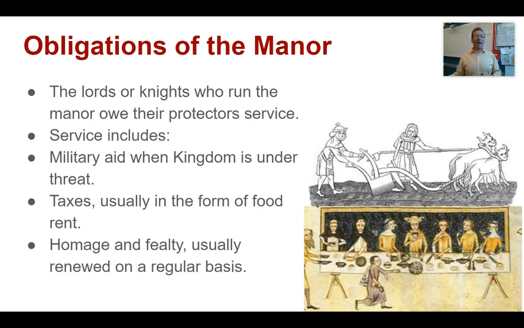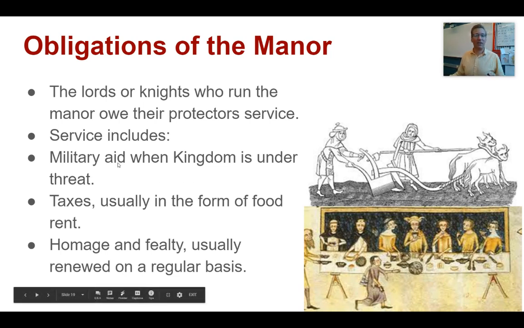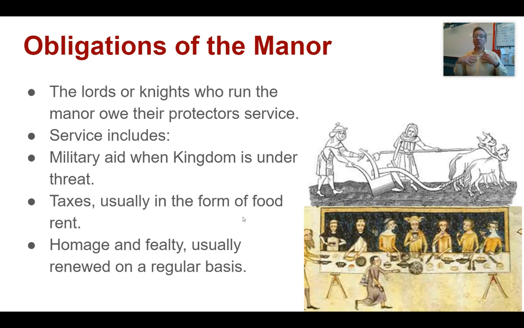The obligations of the manor itself: the lords or knights who run the manor owe their protectors service, and that service included military aid, as discussed earlier, taxes, usually in the form of food rent, and homage and fealty. This is swearing publicly that I am your man and that I will serve you.